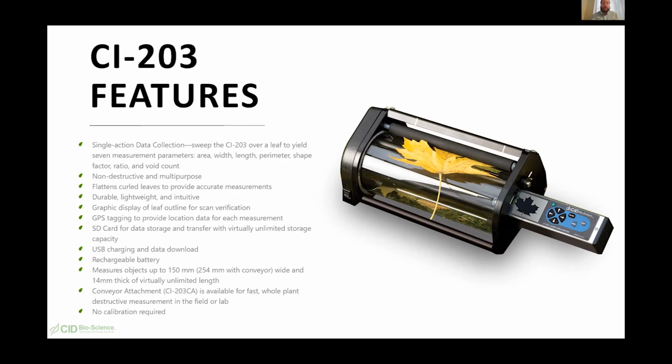The conveyor is really good for those rapid destructive measurements. And the wand itself has a heavy kind of arm to it, so it'll flatten those curled leaves out so that you're getting an accurate measurement. It is a very lightweight instrument, very portable. The graphic LCD display will show a leaf outline just to verify that your scan was accurate and actually took a scan of the entire leaf.